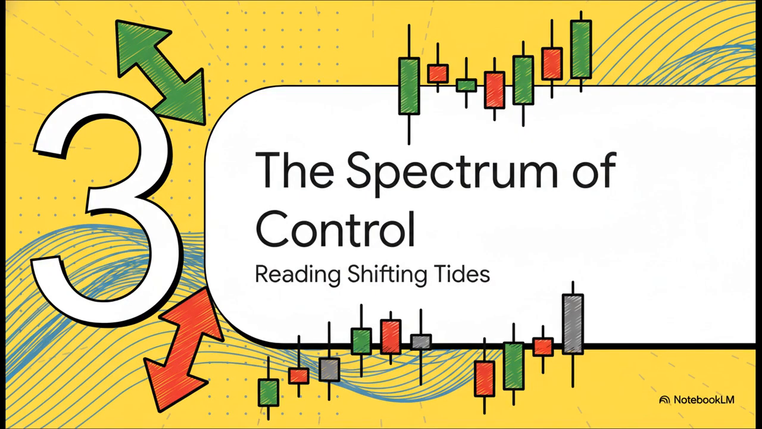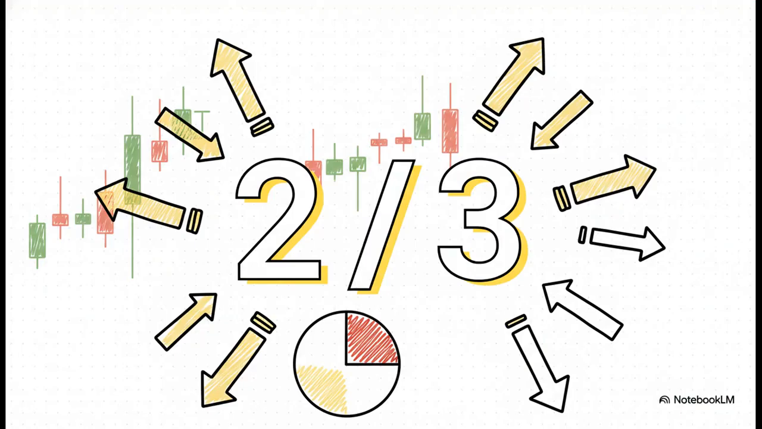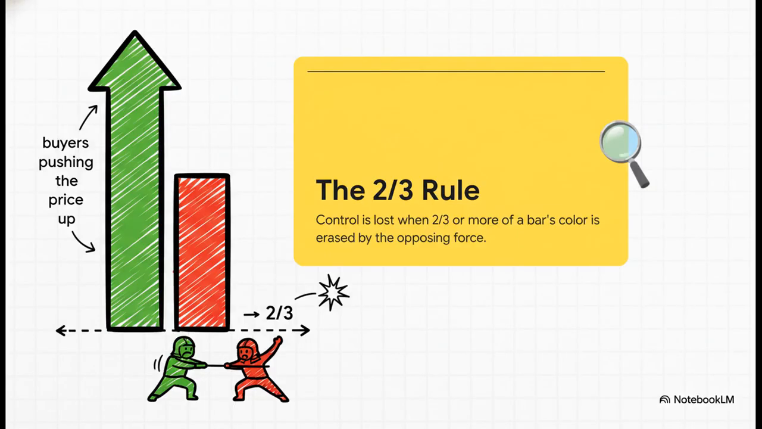Okay, so we get who's in control at the beginning, and we know what a huge victory looks like. But most of the real action, the real story, happens in those gray areas. The tide of the battle can shift dramatically inside a single bar, and that's what we need to break down next. And to figure that out, we've got one critical number to burn into your brain: 2/3. This is the 2/3 rule, and it is our absolute line in the sand.